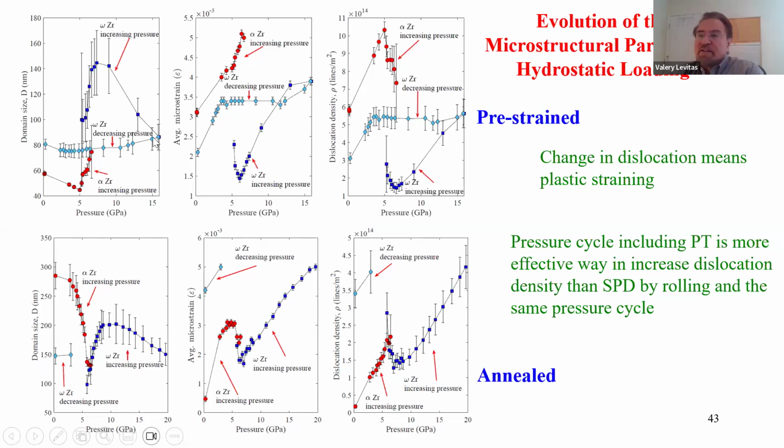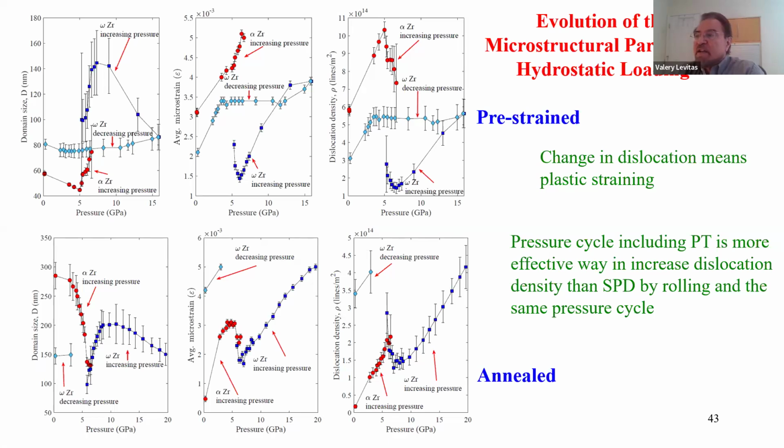Now, during unloading, interestingly, the domain size does not change. Dislocation density for the pre-strained sample does not change initially, but then reduces by a factor of 2. And for the annealed sample it slightly reduces. What is interesting is that the final dislocation density for the annealed sample is even higher than for the strongly pre-strained sample. That means that we don't need preliminary severe plastic deformation by multiple rolling. We just need to apply pressure loading-unloading treatment to the annealed sample, and we obtain higher dislocation density than after severe plastic deformation.